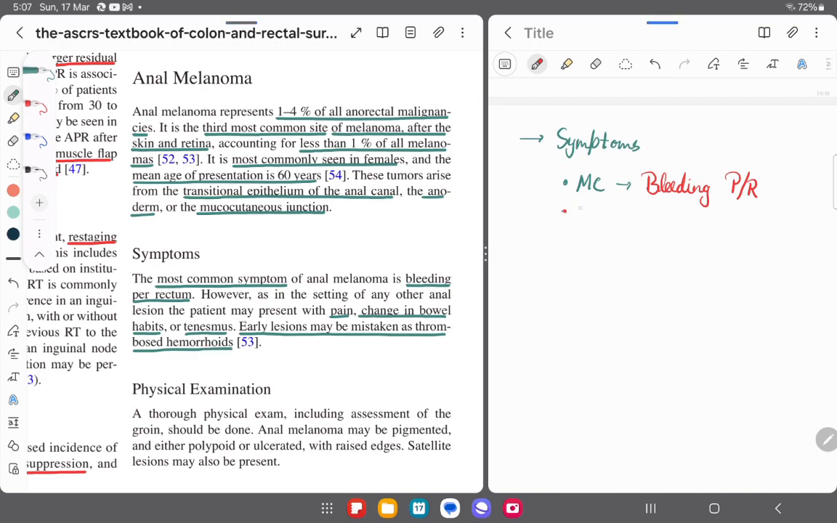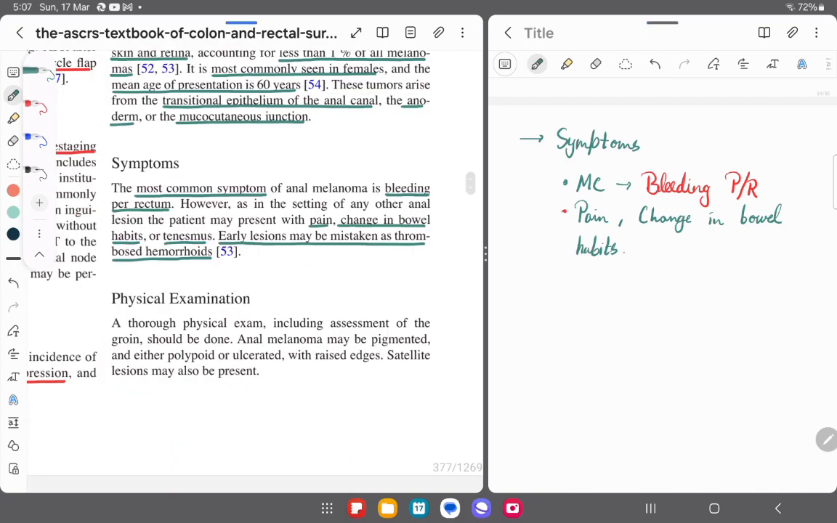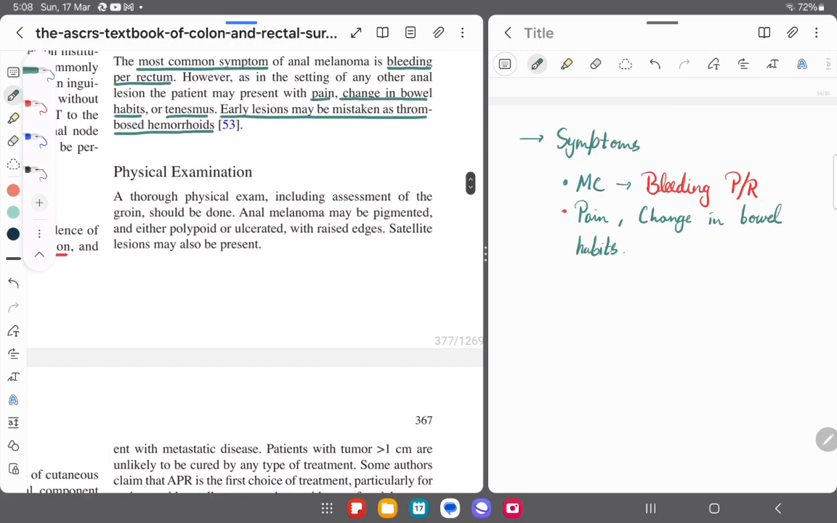So other symptoms are pain and change in bowel habits. This change in bowel habits is important in diagnosing anal cancer, at least clinically. We must ask it in the history taking.